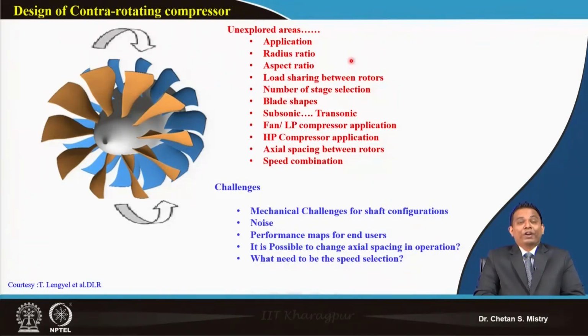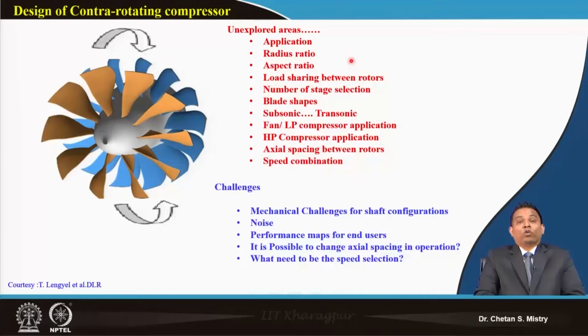Okay. Now, next is the speed combination. You can realize, suppose you consider both the rotors rotating at the same speed. One can say, why can I not rotate my rotor 2 at high speed? Why not rotor 1? Why should both be rotated at the same speed? Can we think of rotating both the rotors at low speed, the same speed? So, all those things need to be explored.